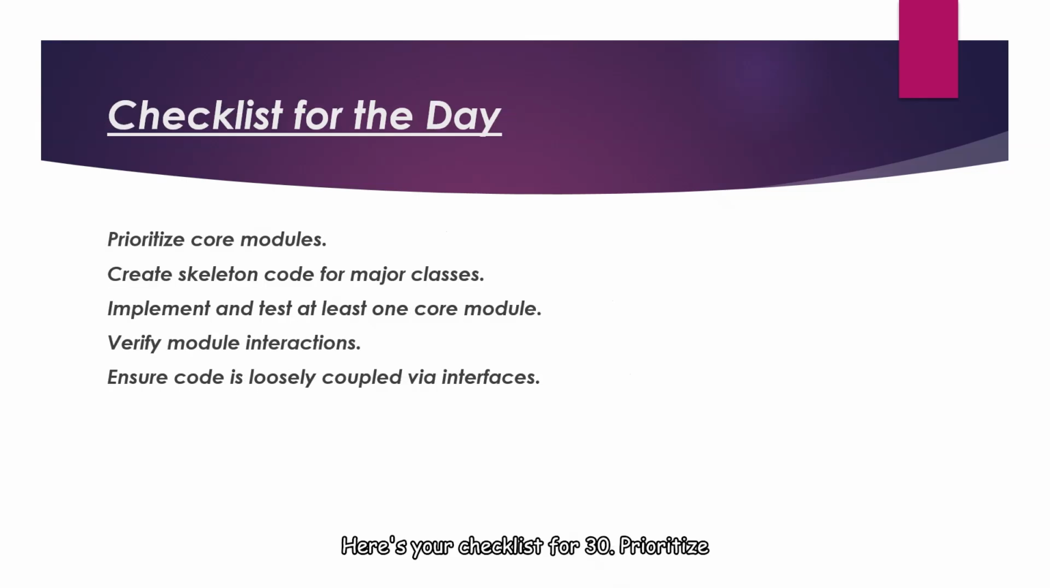Here's your checklist for the day. Prioritize your core modules based on importance and dependencies. Create skeleton code for your major classes and interfaces. Start implementing and testing at least one core module. Don't forget to verify that your modules interact correctly with each other, and most importantly, ensure that your code is loosely coupled through the use of interfaces. As you progress through the day, keep checking off these tasks to stay on track and make sure you are making consistent progress.